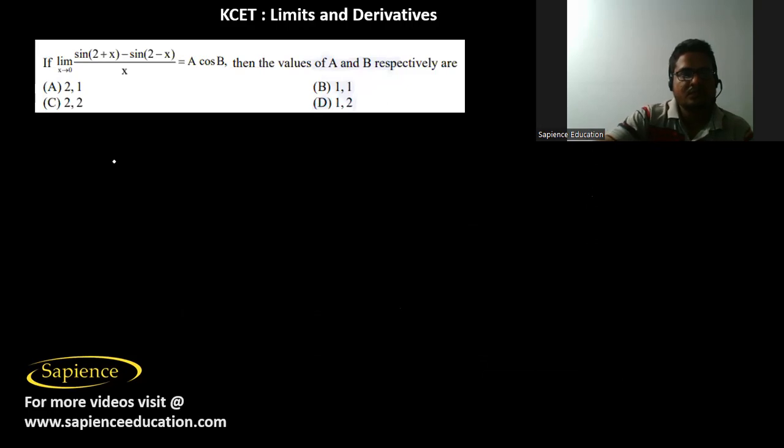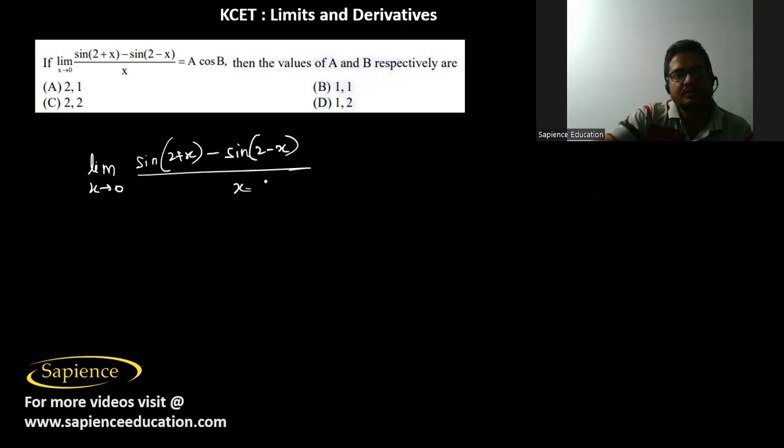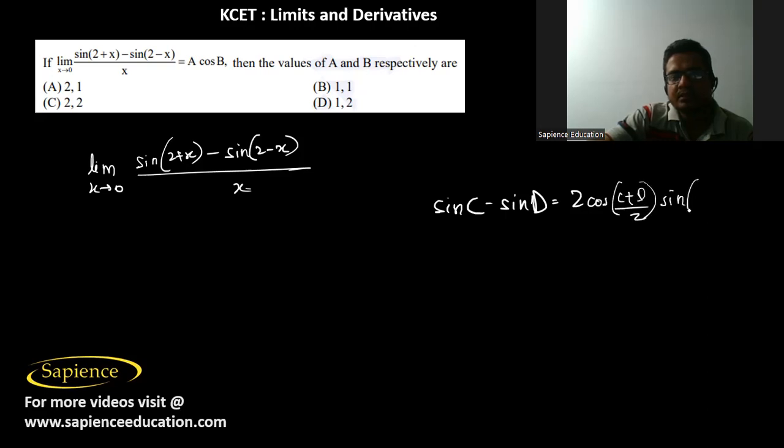Then here it is told that if limit x tends to 0, (sin(2 plus x) minus sin(2 minus x)) by x, is equal to a cos b, then what are the values of a and b? So now we know that sin c minus sin d is 2 cos((c plus d) by 2) into sin((c minus d) by 2).